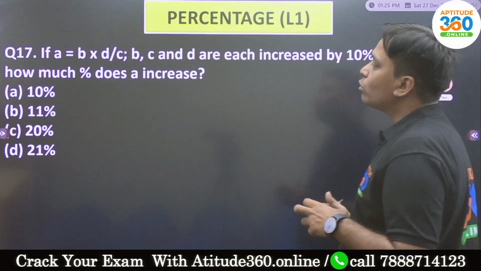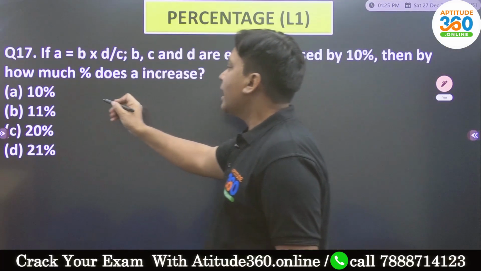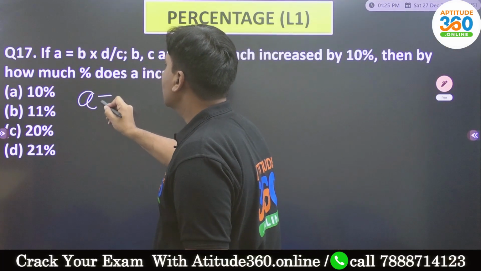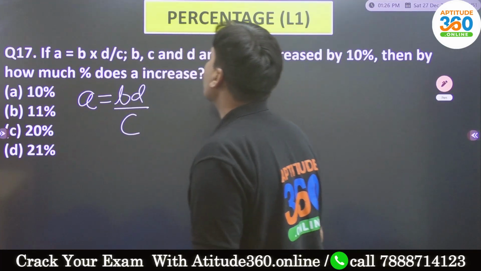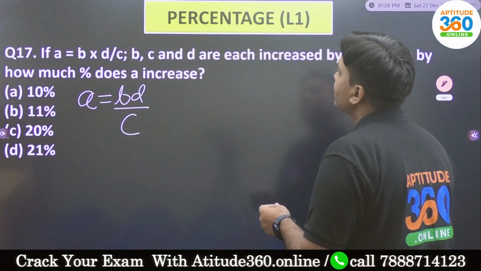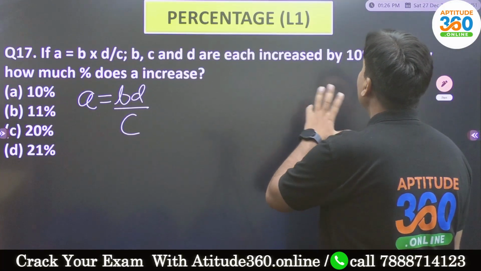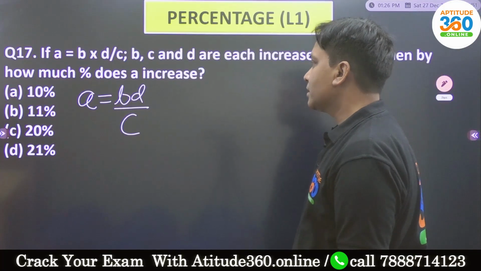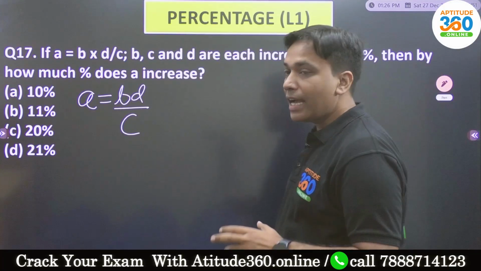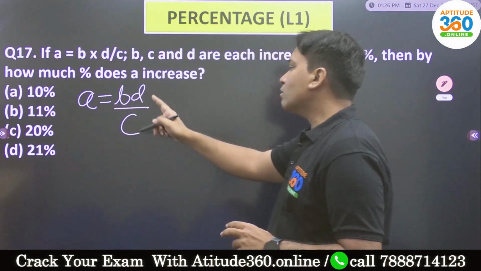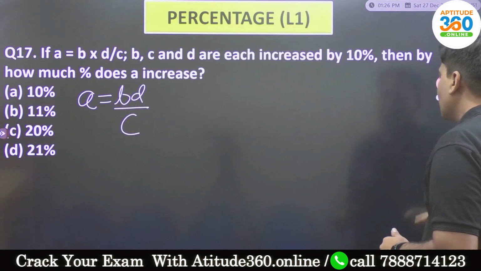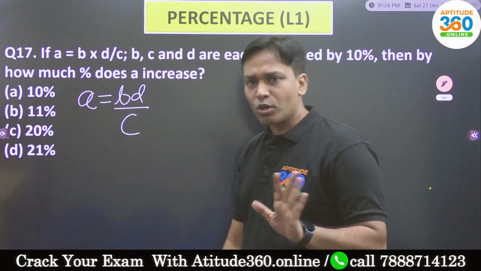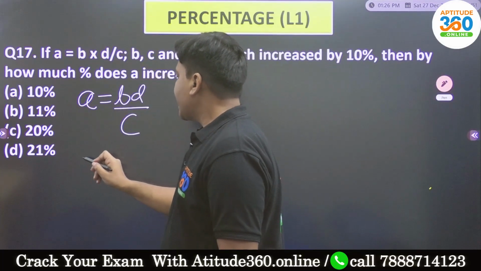If A is equal to BD upon C, and B, C, and D are increased by 10%, then by what percent is A increasing? If you increase B, D and C by 10%, by what percent will A increase? That is what they are asking you. Can I say this?